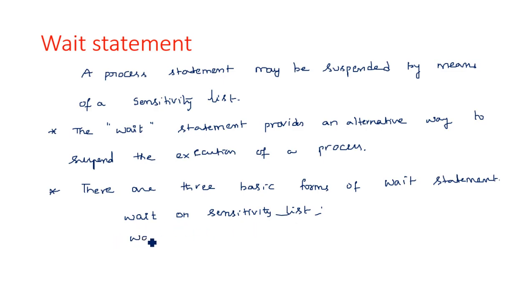And wait until Boolean expression. That means one Boolean expression may be there like A and B, A or B. Whenever that Boolean expression says 1, that particular wait operation is going to happen. Until then there is no waiting period. The process will be executed as it is. Whenever that Boolean expression gives 1, logic high, then waiting will be done.